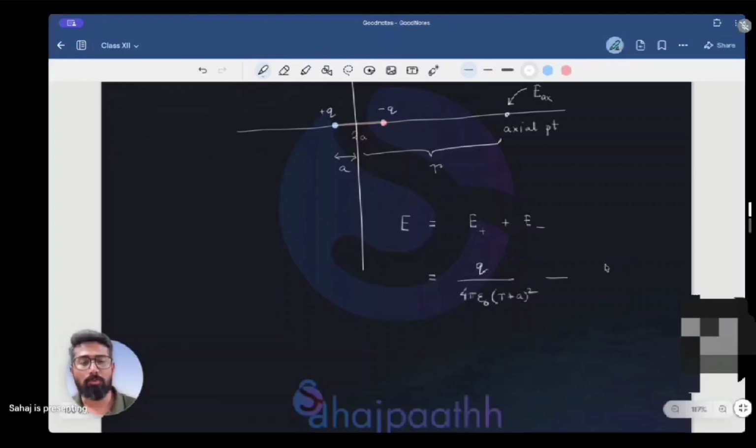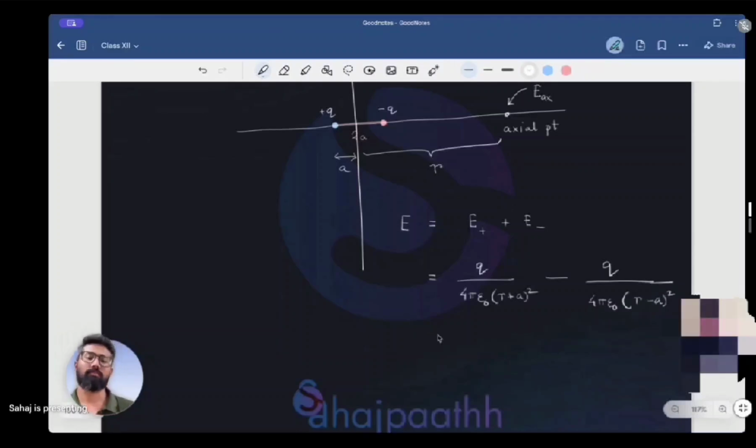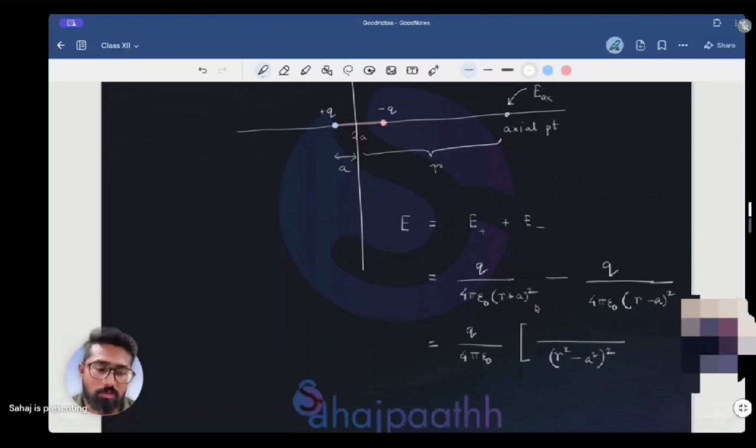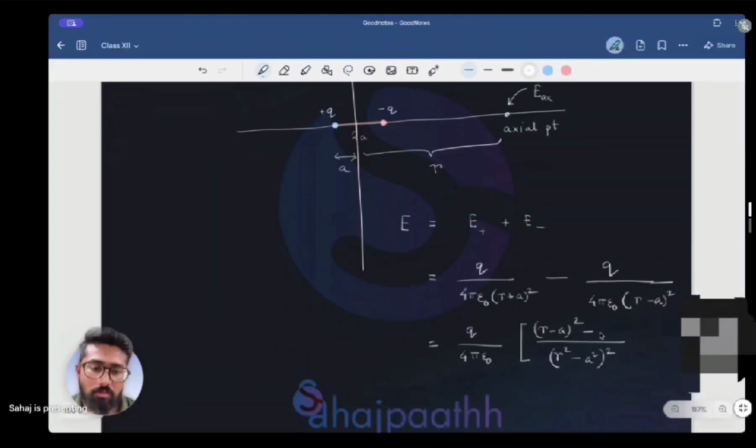The negative charge, however, would produce a negative electric field. So minus q by 4 pi epsilon naught. Now the distance is a bit closer, so it's r minus a whole square. And now you take everything common and you do some algebra. 4 pi epsilon naught, r square minus a square whole square. This is the a plus b, a minus b formula I used. And on top here you've got r minus a whole square minus r plus a whole square.